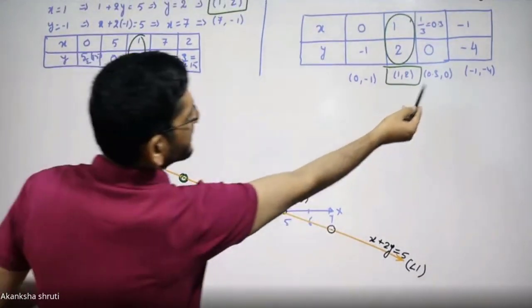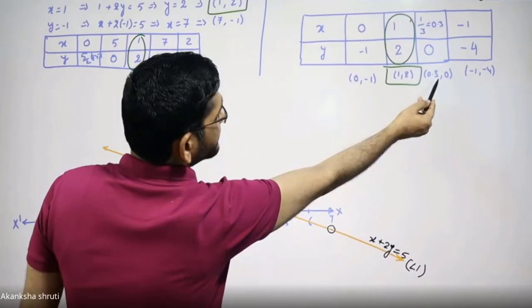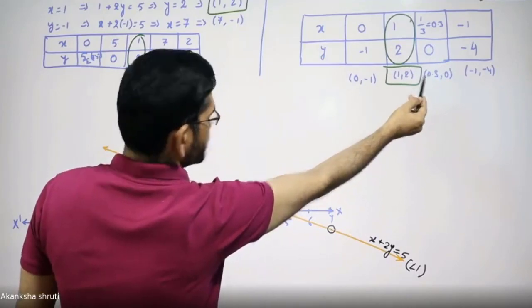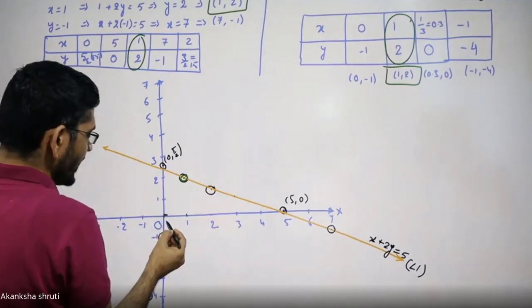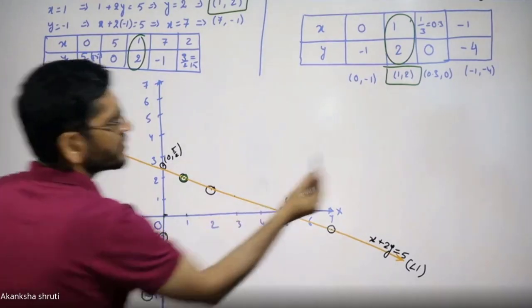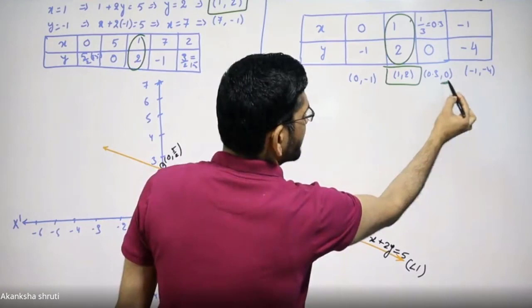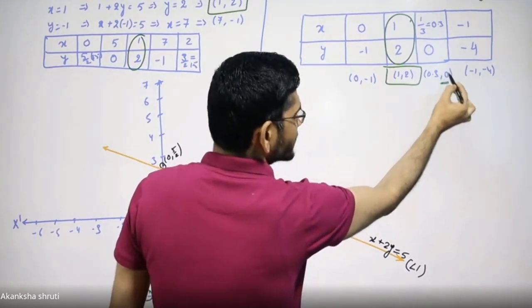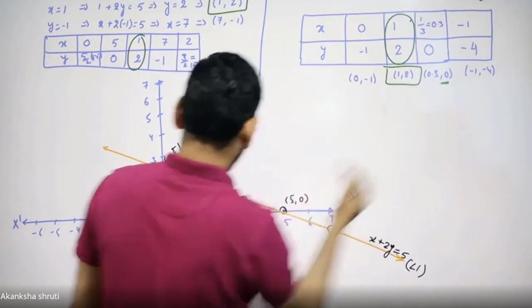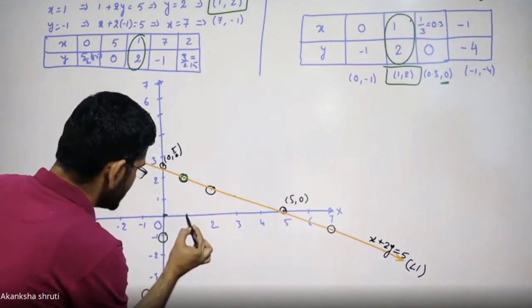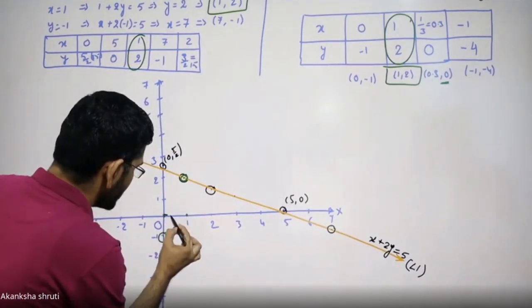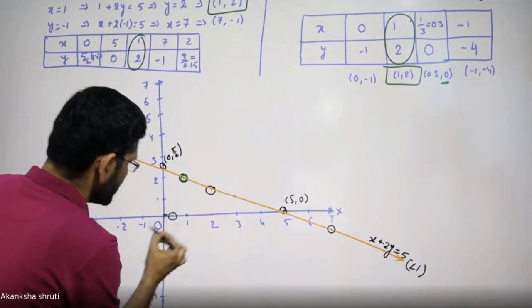Let us take this value, y as 0, x as 0.3. So y is 0, x is 0.3. This point, plot it carefully. The y value is 0, which means it lies on the x-axis, and it is 0.3. So it is 1/3 of the distance between 0 and 1. It is nearly here.